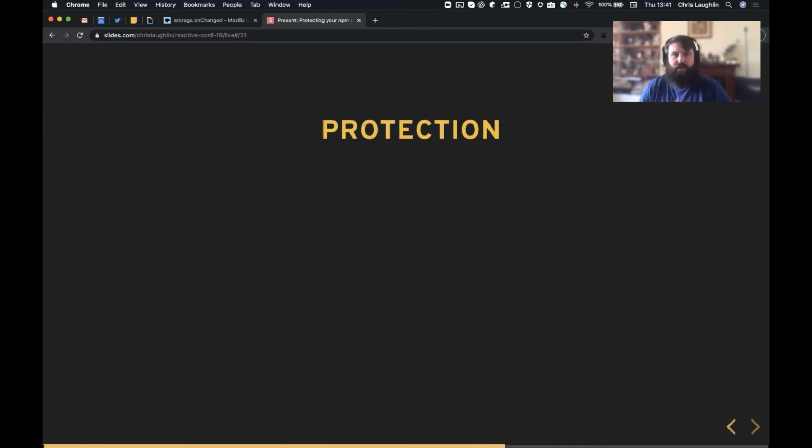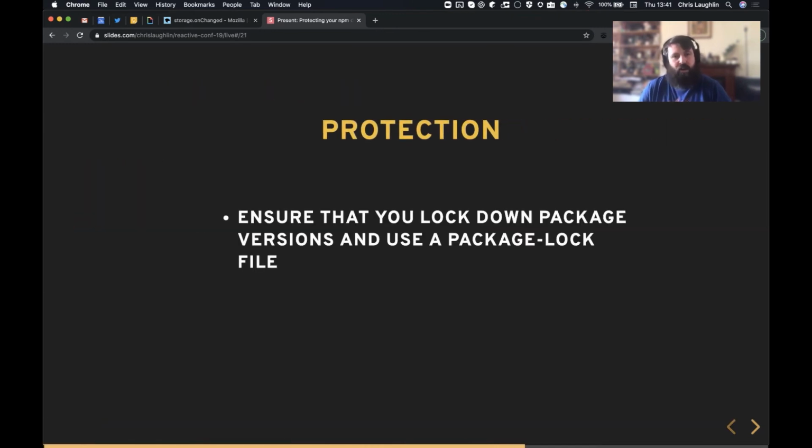So how do we protect ourselves again? We can see there's a bit of a trend here. Lock down your package versions. If you set your package version to be 1.0.1, you're always going to get that code from NPM. Once something's been published, it cannot be changed. So saying that these are the versions I want to pull down, you'll always get that same code every time.